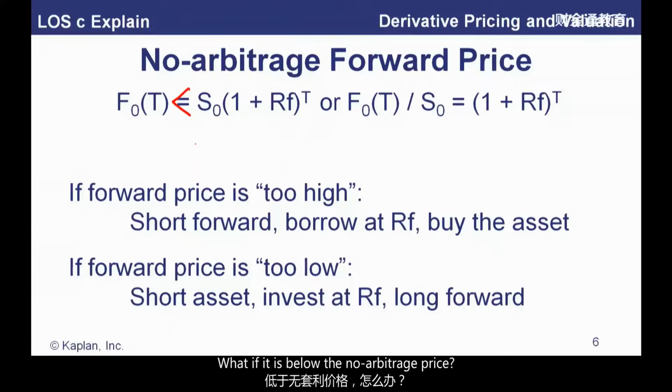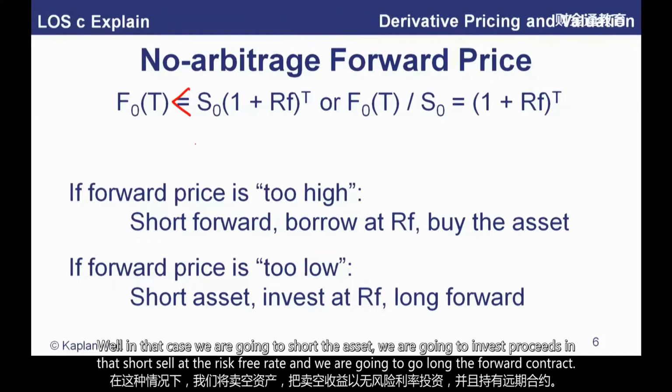What if it's below the no arbitrage forward price? Well, in that case, we're going to short the asset. We're going to invest the proceeds of that short sale at the risk-free rate. And we're going to go long the forward contract.